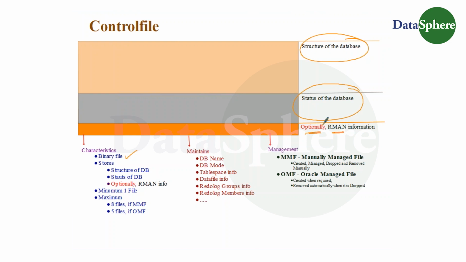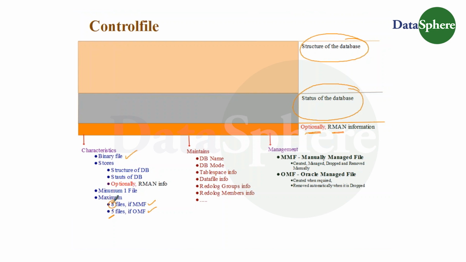Whenever we create database, one control file must be created. So control file you can consider a ledger for database. Minimum one ledger should be maintained. Maximum number of control files depends on whether we go for manually managed file or Oracle managed file. If we go for manually managed file, we can have maximum 8 control files. If you go for Oracle managed file, maximum we can have only 5 control files. What is the reason? You'll come to know later. But basically, control file must be created. At least one must be created. We can have multiple. Generally, we can go for up to 3, kept in 3 different locations.